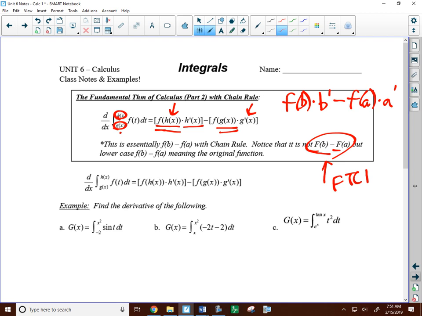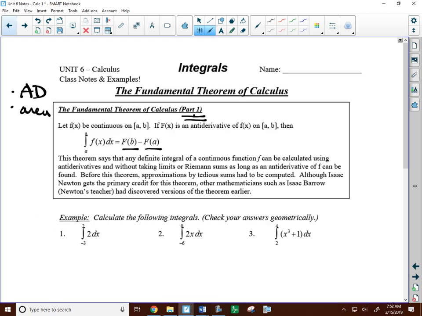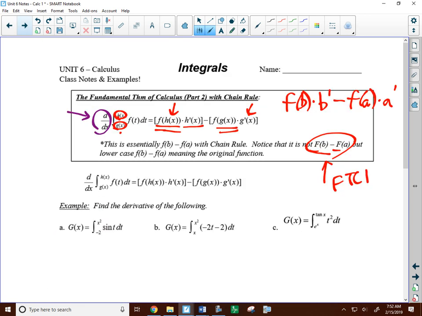One last thought, and then we'll try these last three: sometimes students ask, when do I use FTC1 or FTC2? Just look for this: is there a derivative? If it's just a straight integral, that's the area under a curve. If it's the derivative, that's the clue right there. We're doing the derivative of an integral, and that's an inverse operation. That's the clue that says it's FTC2.